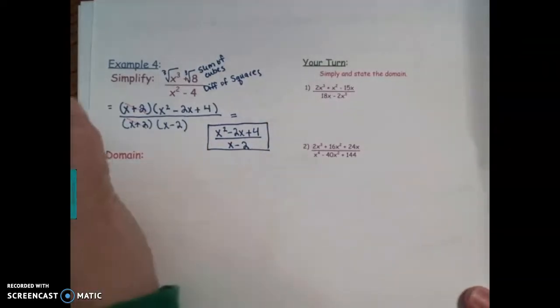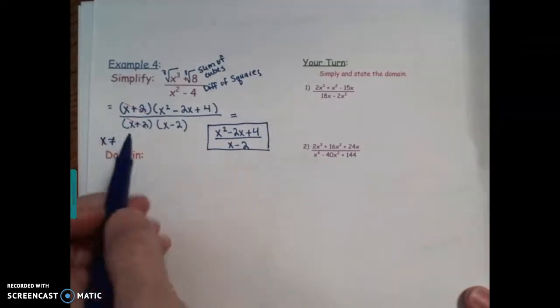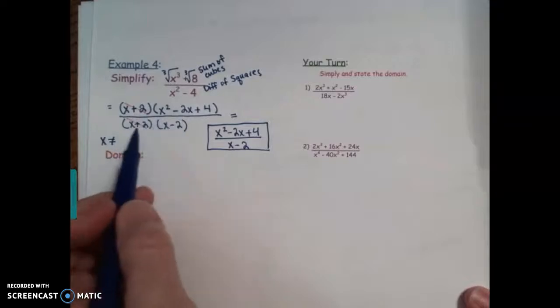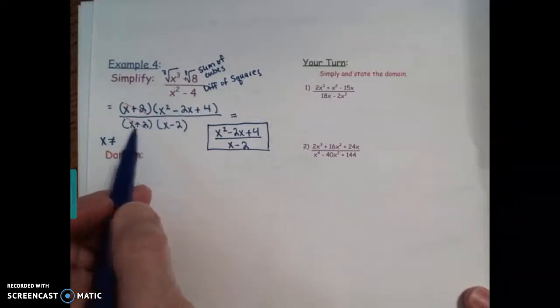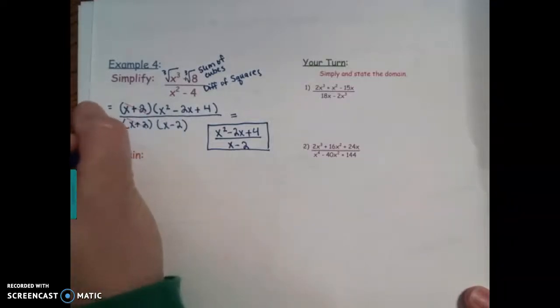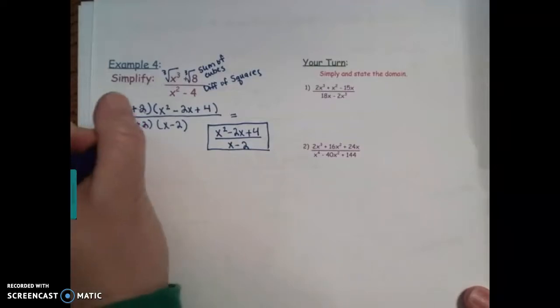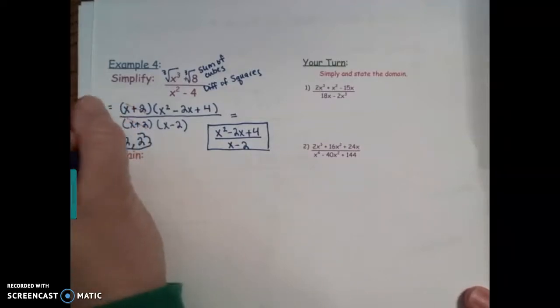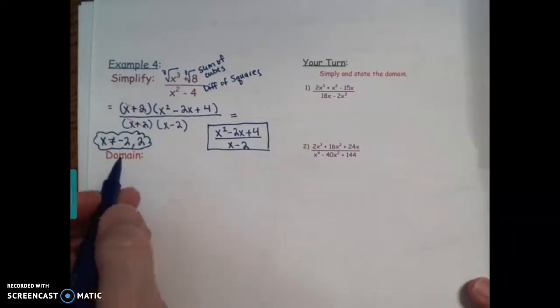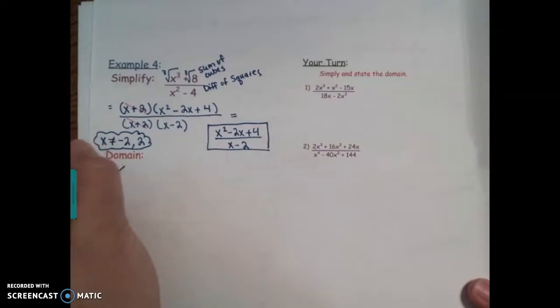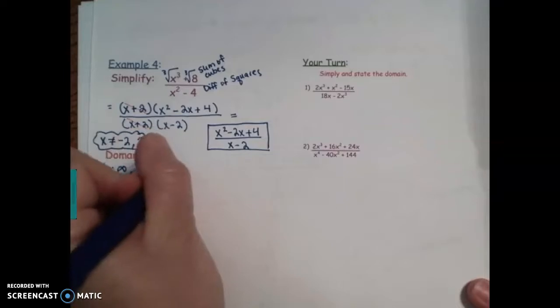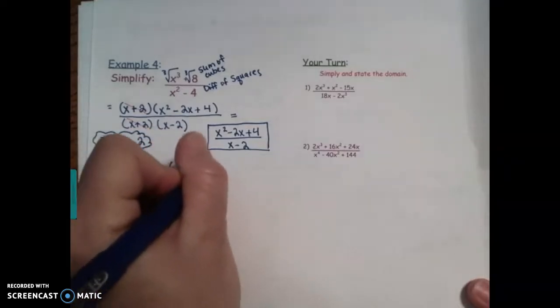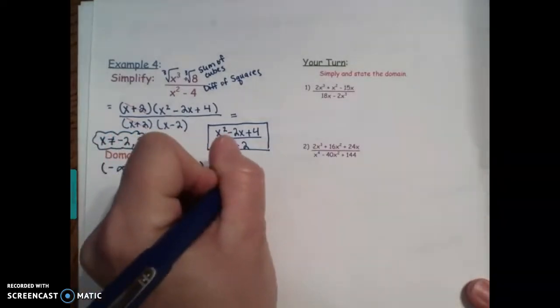So now, restrictions. When everything's factored, you want to look at the denominator for your restrictions. So we could not have negative 2 or positive 2 for your restrictions. So our domain would be negative infinity to negative 2, then negative 2 to positive 2, and then 2 to infinity.